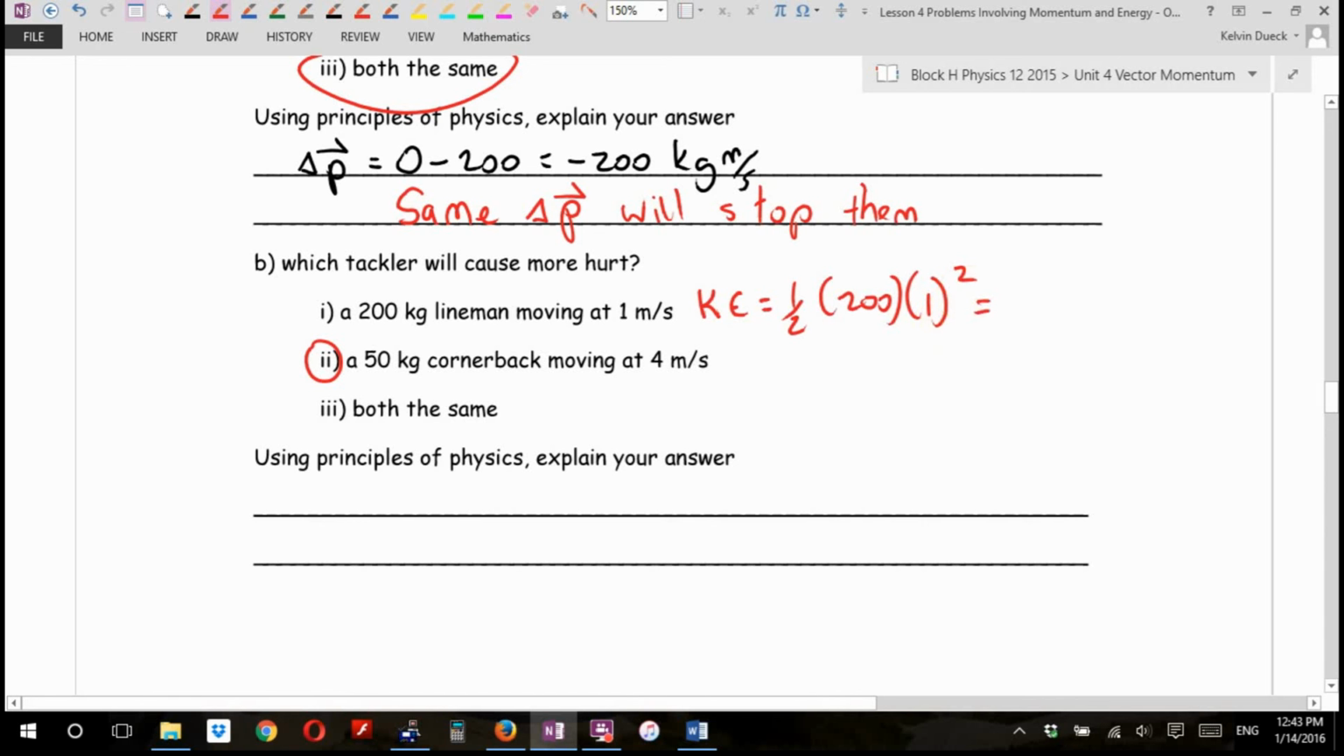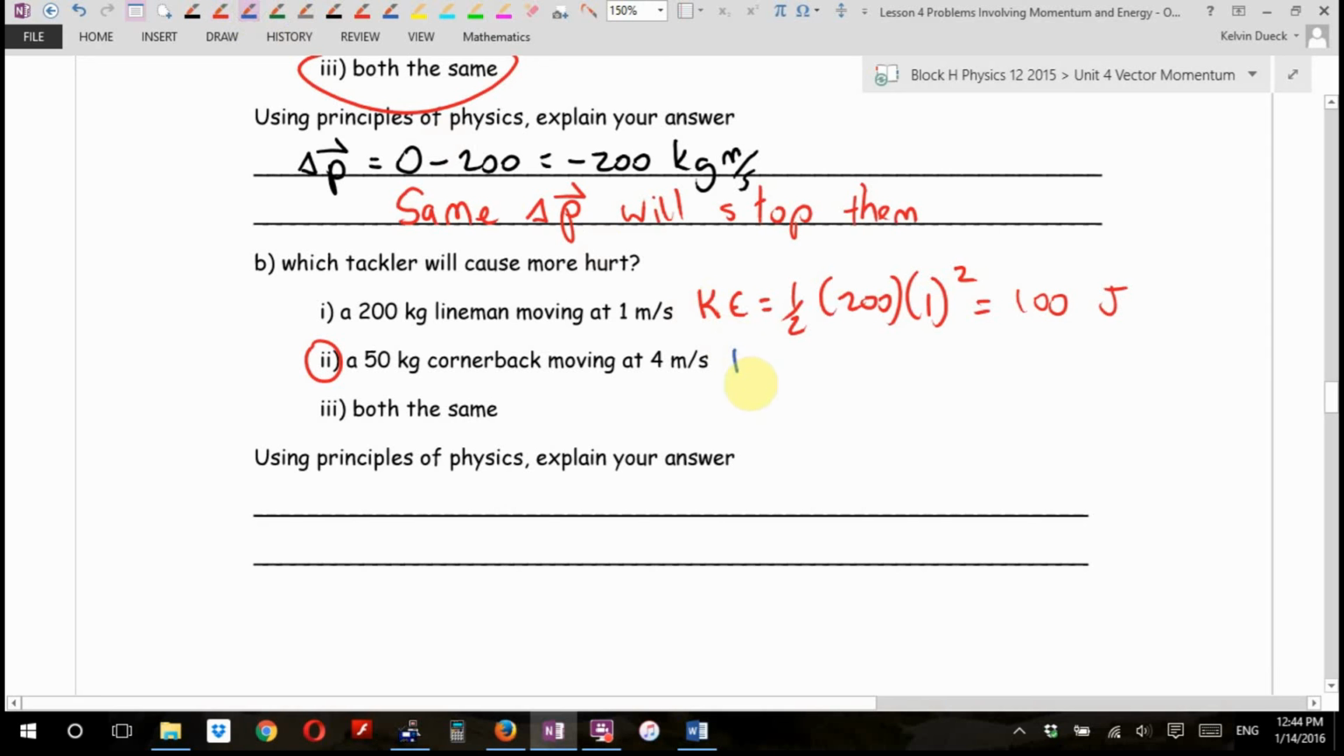I think I can do that in my head. 1 squared is 1 times 200 is 200. Dale, in your head, what's half of 200? No calculator required. So this lineman is going to pass on 100 joules of kinetic energy. He's got to go somewhere. Yes, some will go into sound, but let's assume it all goes into the runner.